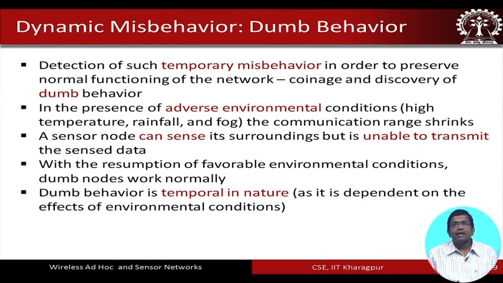What it means is that at a certain point in time, the node may be able to behave the way it is supposed to behave, but at another point of time, maybe due to heavy rainfall, or maybe due to heavy fog and so on, the node is able to sense the way it is supposed to sense, but it is not able to communicate with the other nodes. Whatever it has sensed, it is not able to send forward. So the node either has to buffer, and then if the buffer is full, the packet gets dropped.